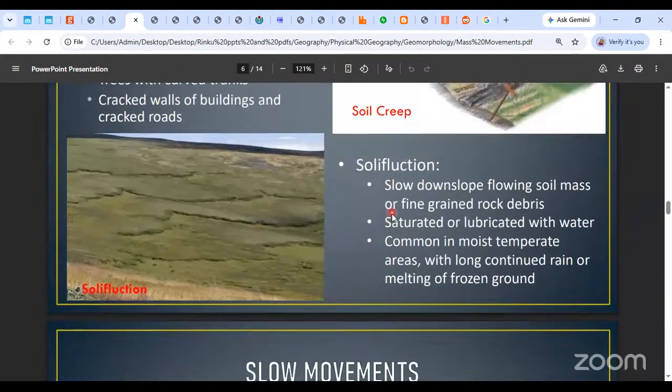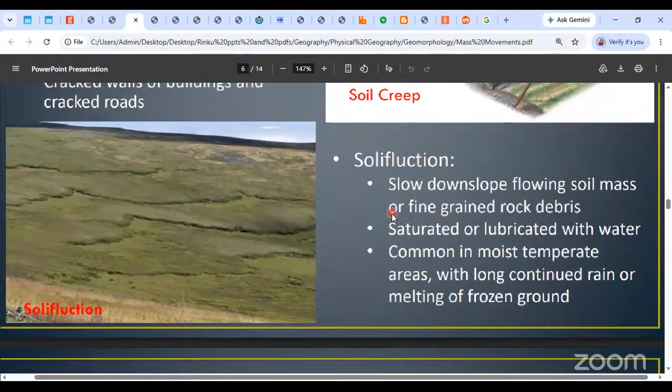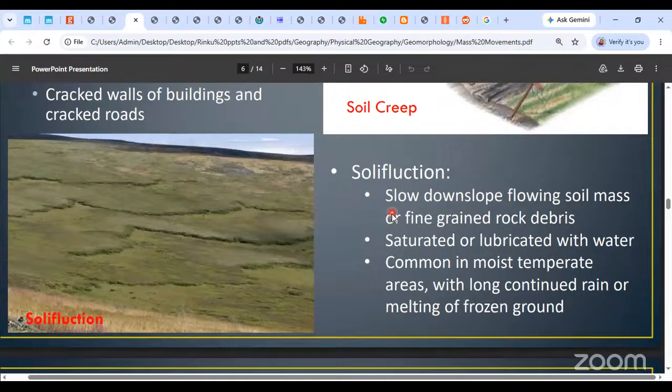Okay, next is solifluction. Solifluction means clearly the soil is flowing a little. That is what we are saying, that the soil is slightly flowing. Now this is a slow downslope movement of soil mass or fine grained rock debris. Can you see these little trickles of soil over here on the land? Can you make those out in the picture? Yeah, you can. So this soil is going to move a little, flow a little, trickle a little downwards. This is what happens in solifluction.